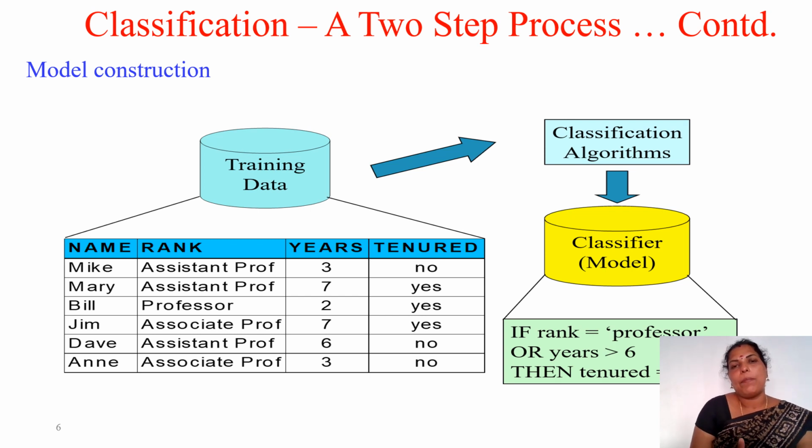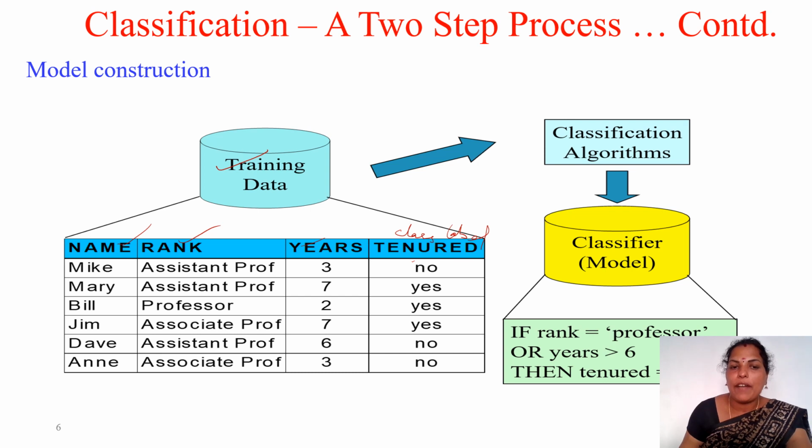So this is the example for model construction. Here we have the training data, and the training data consists of many attributes: name, rank, years, tenure. These we call attributes. And generally, in the classification or supervised learning process, the last column represents the class label. Based on this, the model is trained, and we construct a model.